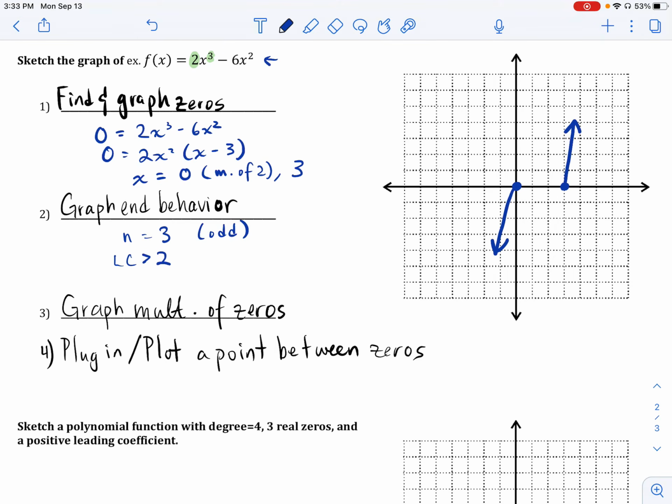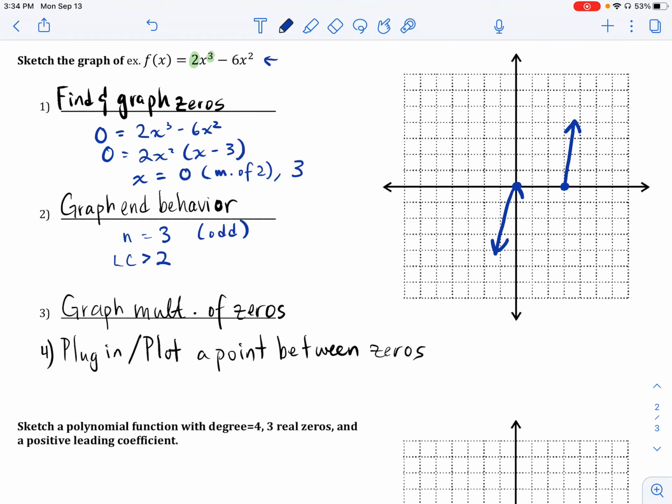Don't worry too much about being really precise at these endpoints. We just want to make sure that we understand the end behavior of our function. Now, the next step is to actually graph the multiplicity at each zero. So at 0, is our multiplicity even or odd? Well, it's even. Therefore, we're going to say that it's going to bounce off the x-axis at that point. It's going to bounce off here.